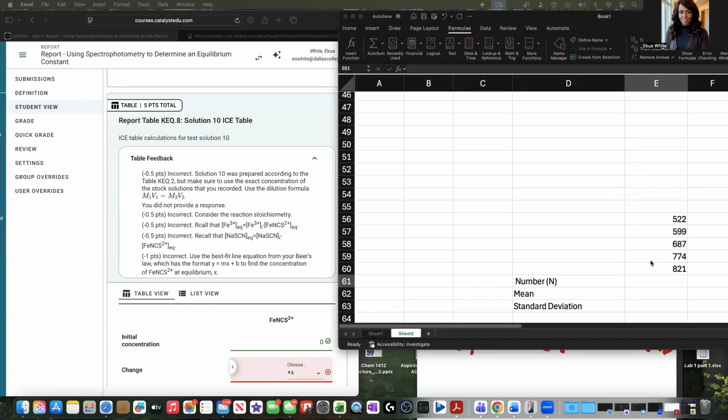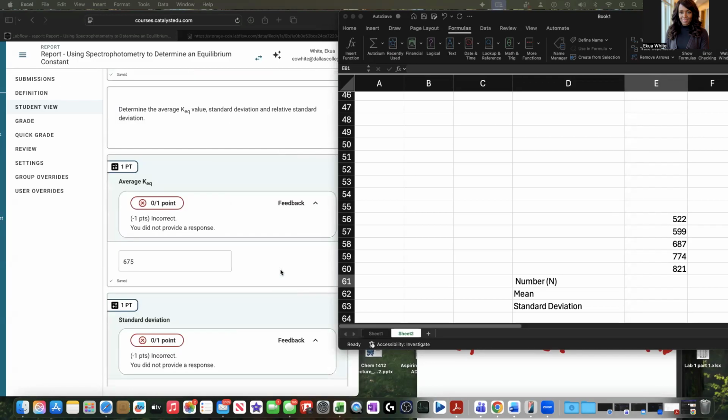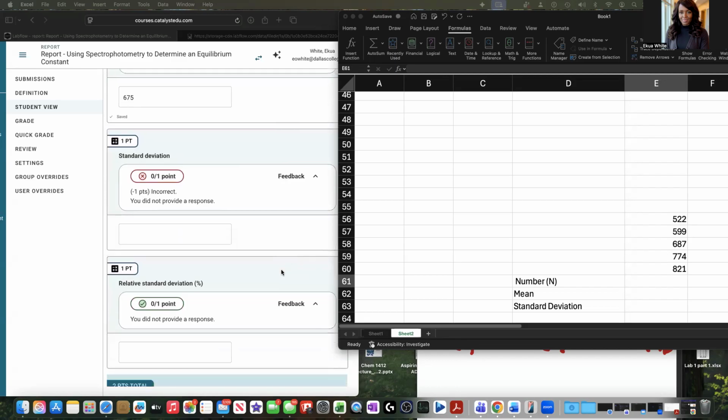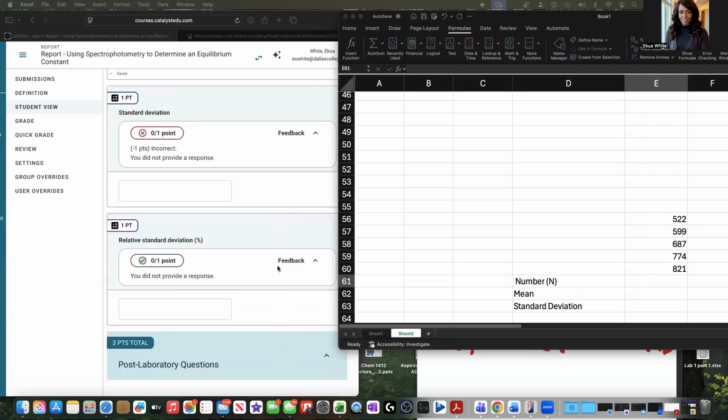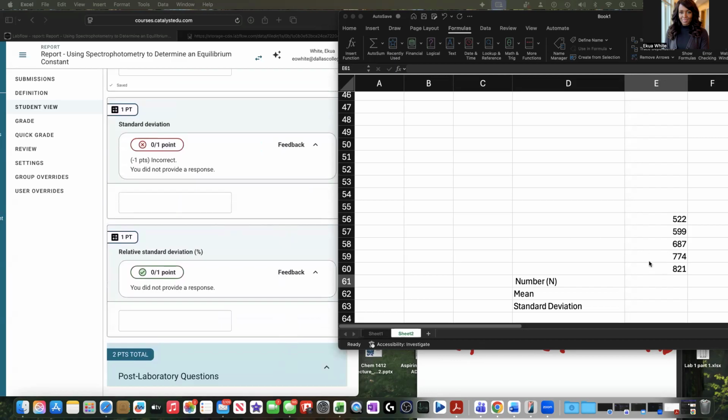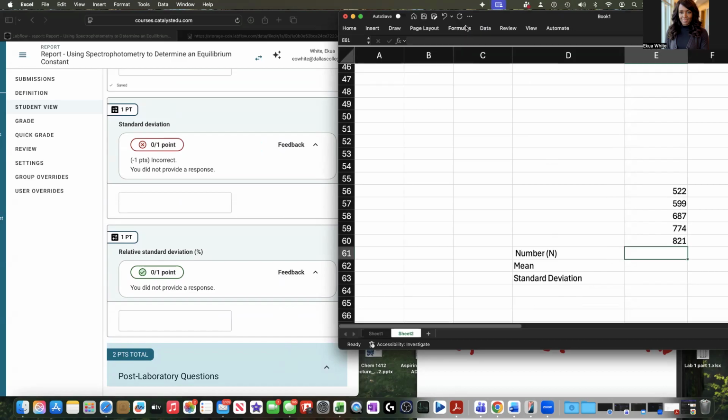Okay, so let's go ahead and figure out the standard deviation since that's what we have left. Oh, and the relative standard deviation. Okay, let's see. Standard deviation should be right here. So I'm trying to figure out how to do it. For standard deviation, to figure out the number of counts, if you're trying to use the formula, you will go over here. I think it's under formulas.